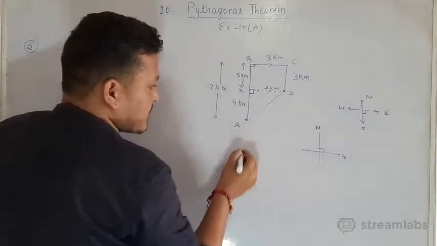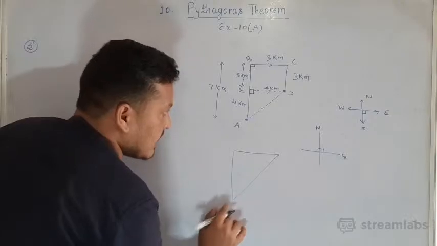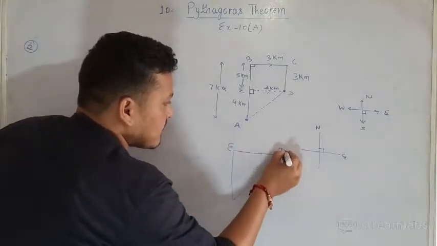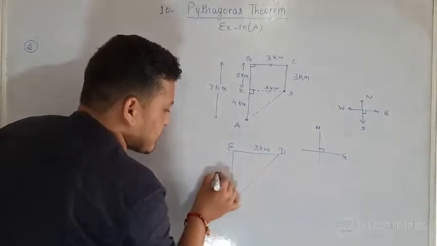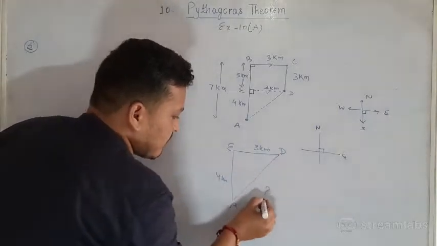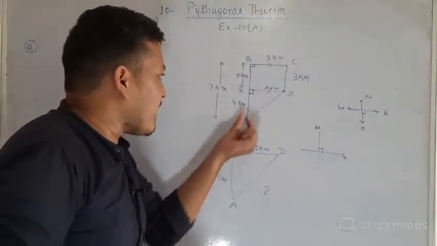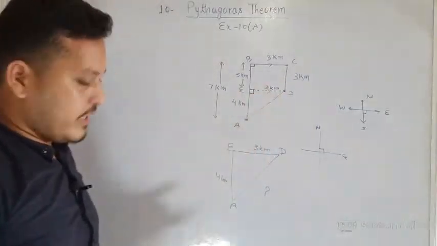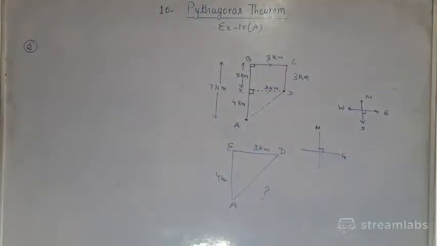So which triangle is formed here? One triangle is formed in this way. One point is E, one point is D, one point is A. This side is 3 kilometer, this side is 4 kilometer. To calculate AD, this AD is the distance between its initial point and the end point. We have to calculate this distance. So tell me what should be the answer for this question?